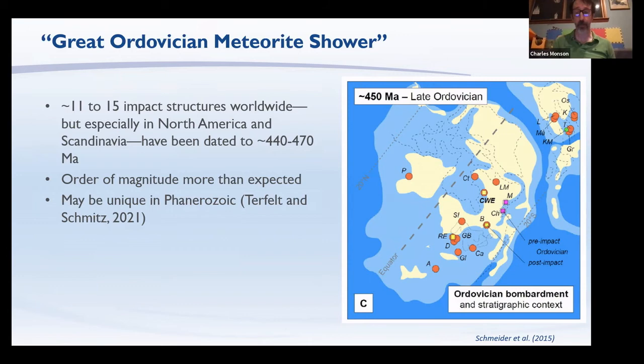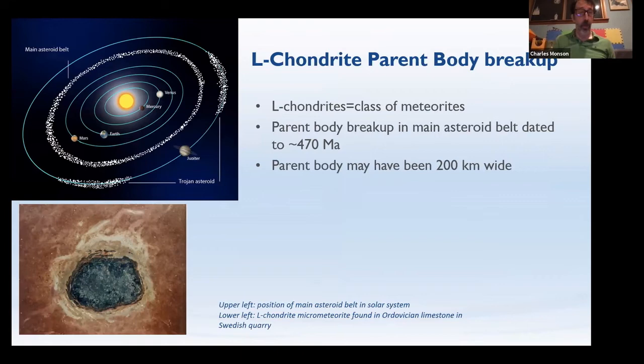How did it happen? Well, what they think happened is tied to something called the L chondrite parent body breakup. L chondrites are a class of meteorite. I can't tell you the exact mineralogy that corresponds to, but that's what they are. And they've all been tied back to the breakup of a parent body, a very large piece of L chondrite in the main asteroid belt about 468 million years ago.